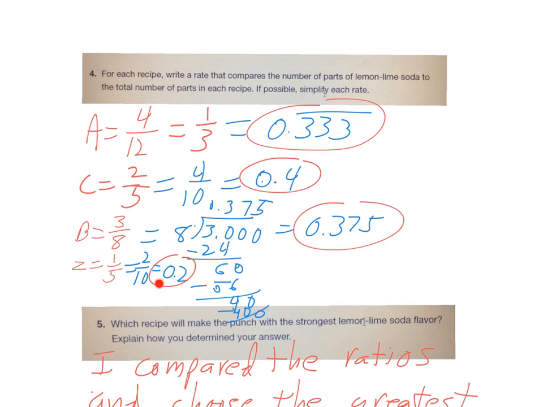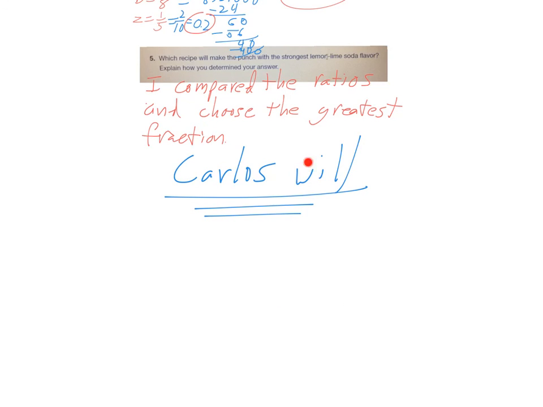And down here, 0.2 from the 1/5. So it looks like the 4/10 appears to be the greatest, so then the answer would be Carlos. I believe that's who it is. Yeah, Carlos's recipe would have the greatest lemon lime total. So here's my answer that Carlos will have.